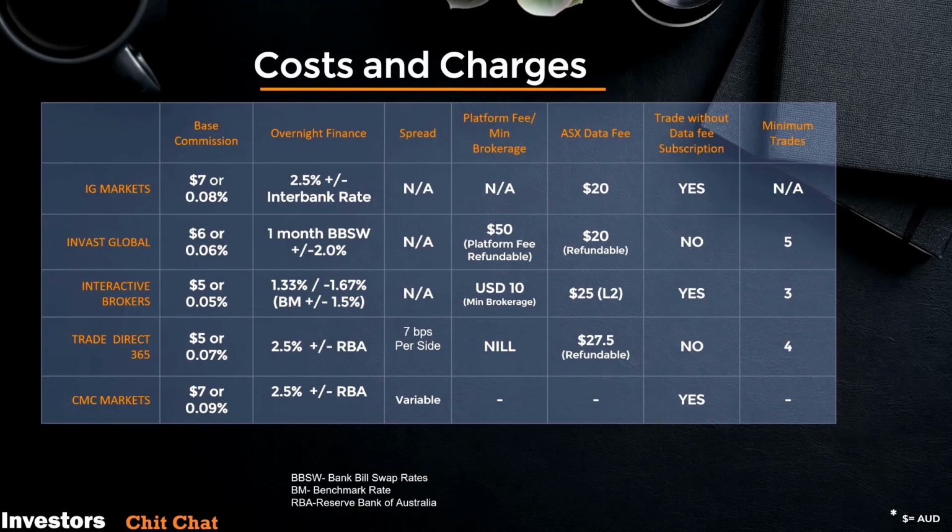For instance, in IG Markets, you have the base commission as $7 and a commission rate as 0.08%. If you decide to trade a particular order and your order does not generate a minimum of $7 as a commission using the commission rate, then the minimum commission that you will end up paying is $7. So basically, anything less than $7, you have to pay a minimum of $7.